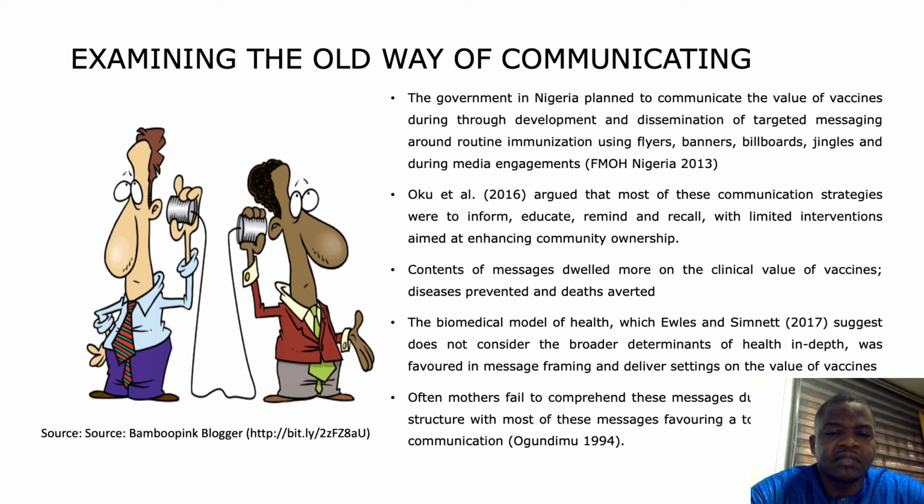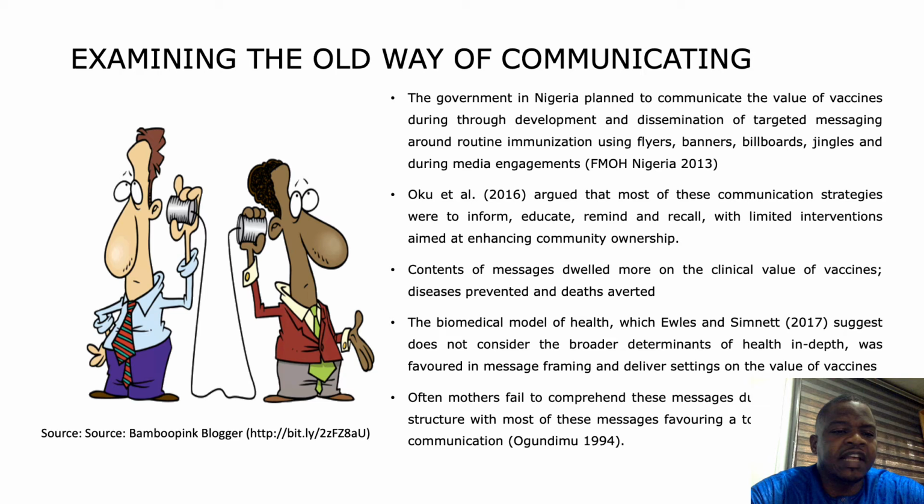Ailes and Simnet 2017 suggest that this biomedical model does not consider the broader determinants of health in depth. So, for example, when we're introducing, we didn't just say that vaccines only prevent diseases. We talk about the educational importance, growth, economy. This is what resonates more with people of diverse backgrounds, and that is what this initiative is trying to do, to communicate more on a socio-ecological level rather than the biomedical level. Often, mothers fail to comprehend these messages, and sometimes it doesn't even resonate with them because the tool for communication is not one that resonates with the community. That's what Ogundimi found out in 1994.